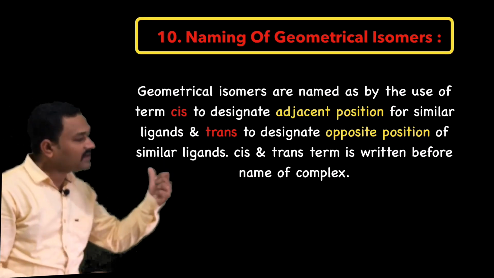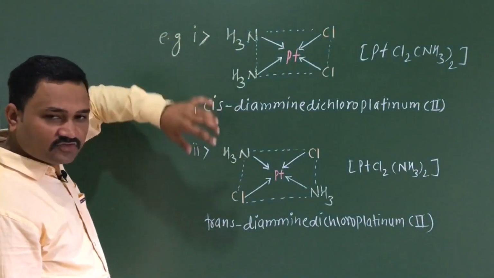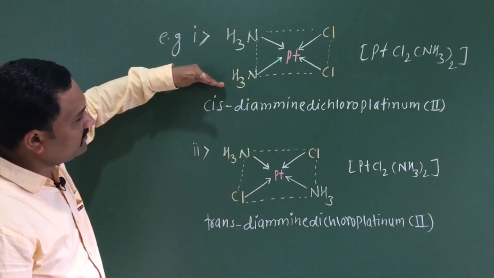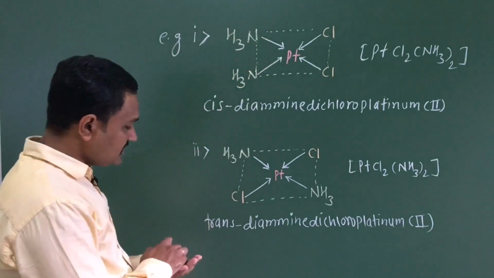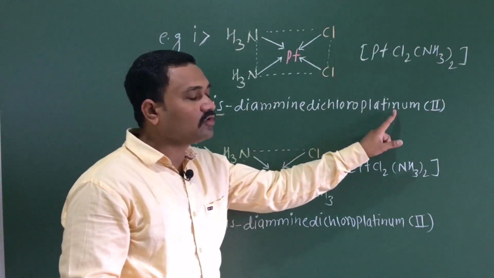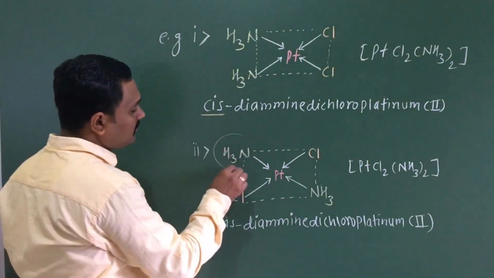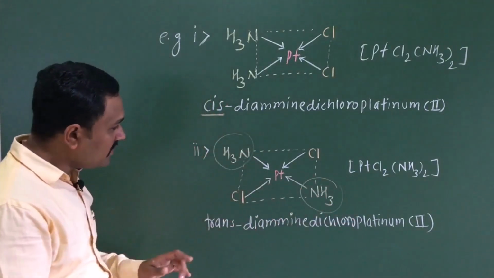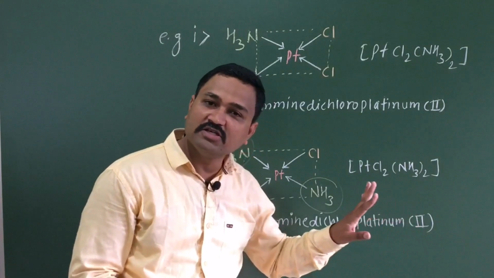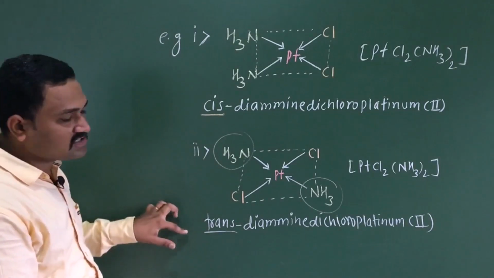Now let us consider the examples regarding this rule. Here I have considered two different examples. You can observe that in the first, the two ammonia ligands are on the same side, hence it is a cis isomer, and its name is written as cis-diamminedichloroplatinum(II). And here you can observe that the two ammonia molecules are on opposite sides, hence its name is written as trans-diamminedichloroplatinum(II). So simply we have to mention whether it is a cis or trans isomer.